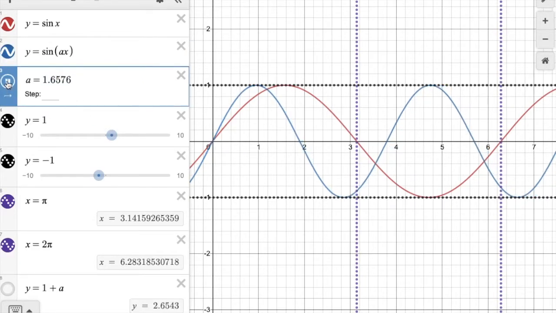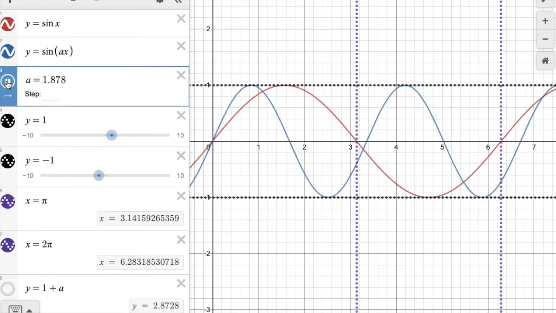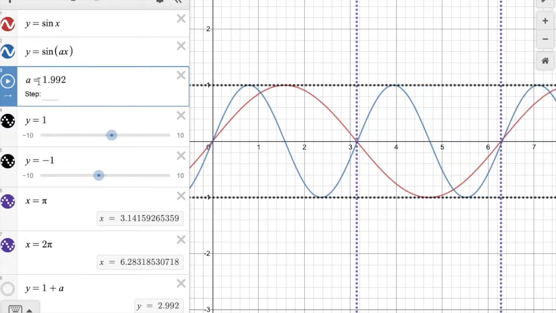Say now we put it to 2. We move it to 2, so it's closing up to 2. Let's see what happened. Now it's very hard to control it to 2, so I'll make it 2 now. So you see that at pi, the red curve has just moved half of the period.